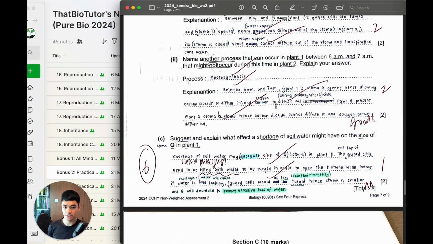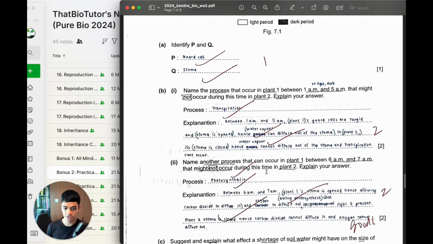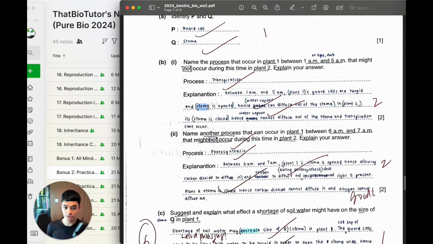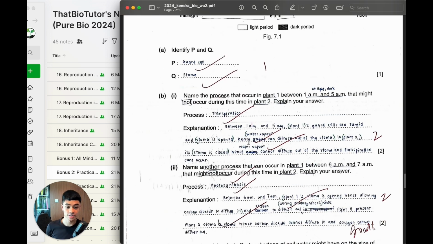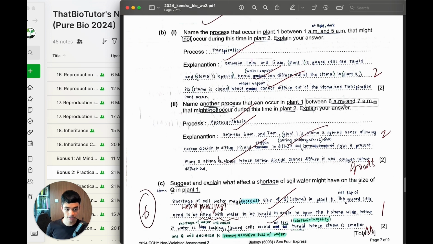Okay, then we have this stomata question. I just saw something. You see here, it says stoma is closed. Stoma is singular, stomata is plural. And plants, pretty sure they have more than one stomata, right? They have many. So we should have written stomata are open or closed. That's just a small thing.